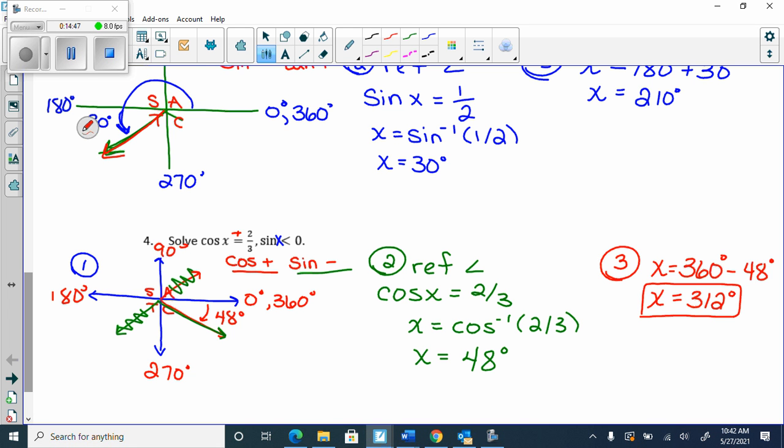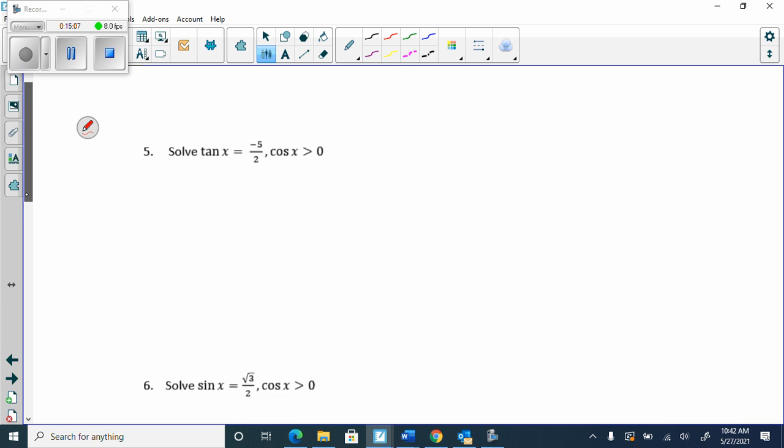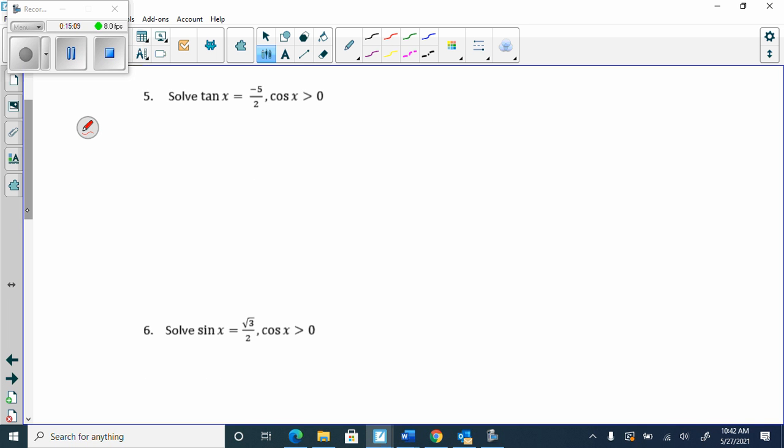So what I want you to do is the next whole page, or no, not the next whole page, sorry, 5 and 6. 7 and 8 are a little different. So you can do 5 and 6. So you're trying 5 and 6 out.